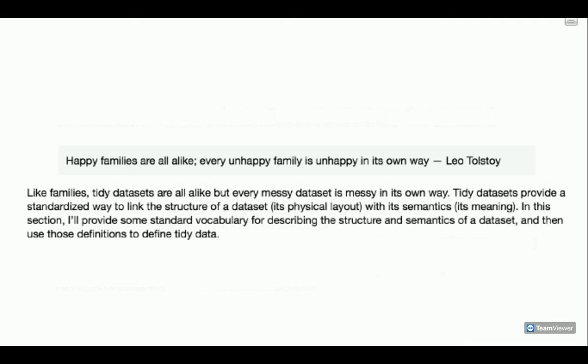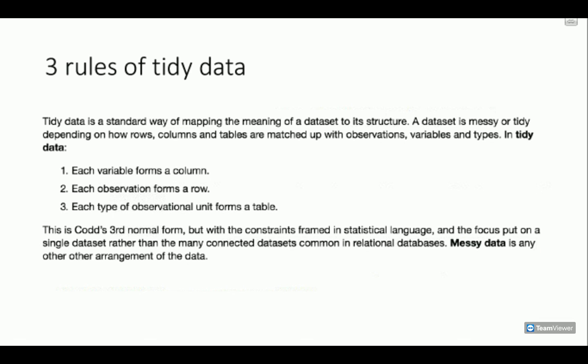So this is just a quote from Leo Tolstoy, who says, "Happy families are all alike, but every unhappy family is unhappy in its own way." Applying this to data sets, each messy data set is messy in its own way. But if it's tidy, there are certain qualities and certain standards that all tidy data sets follow. So there are three rules basically.